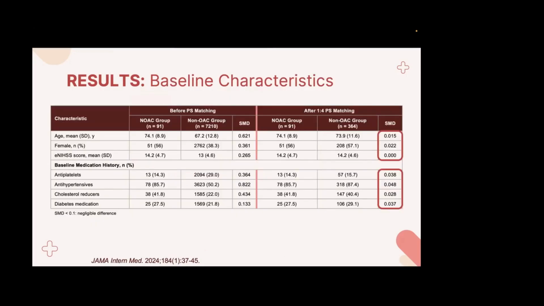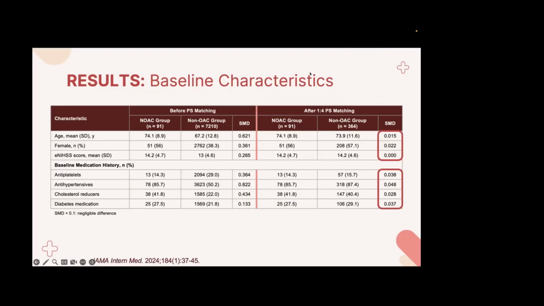Here we have the baseline demographics of patients included in the NOAC versus the non-OAC group before and after propensity score matching. After propensity score matching, the standard mean difference between groups was less than 0.1, which is considered a negligible difference. Patients were mostly in their 70s, and they had a slightly higher representation of females. The estimated NIHSS score was 14 in both groups.